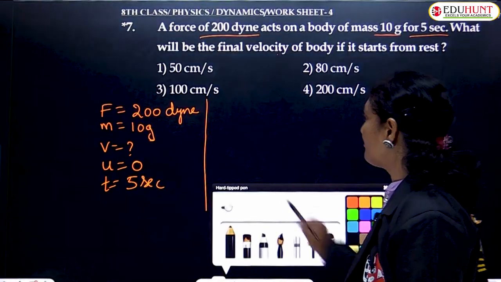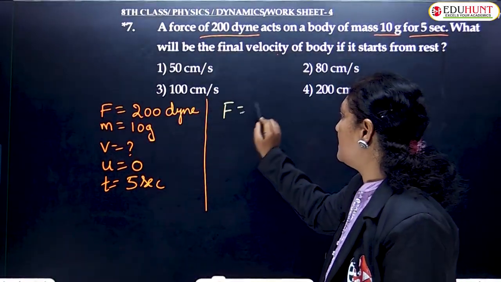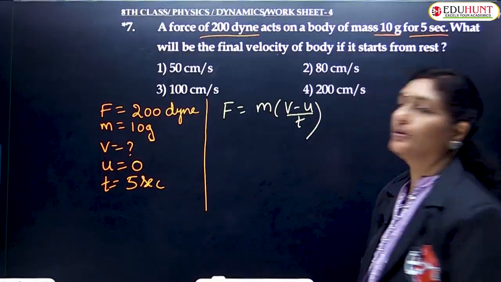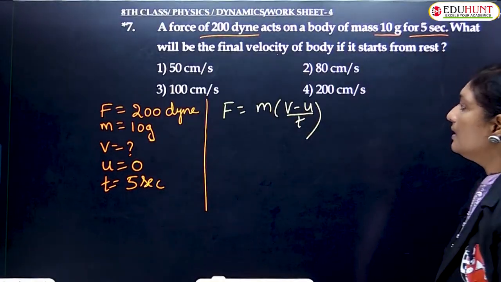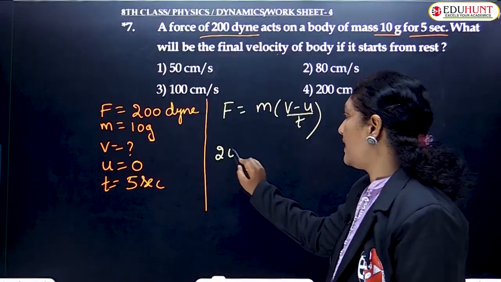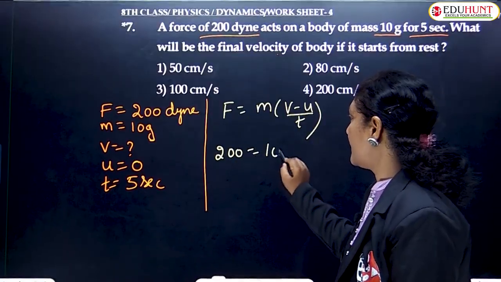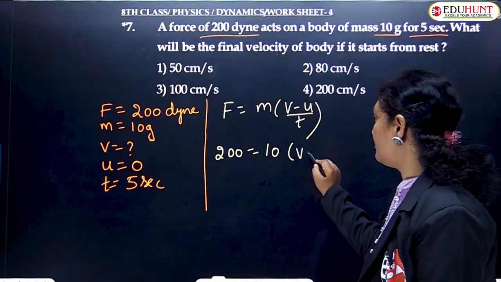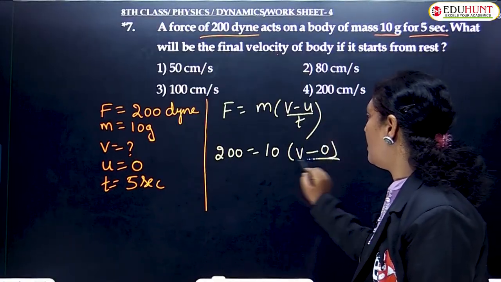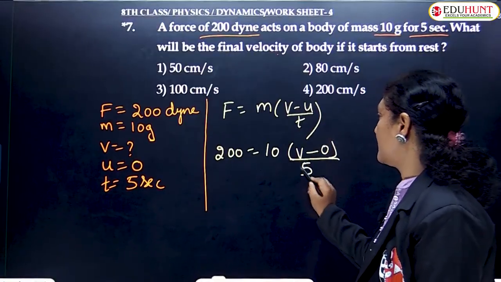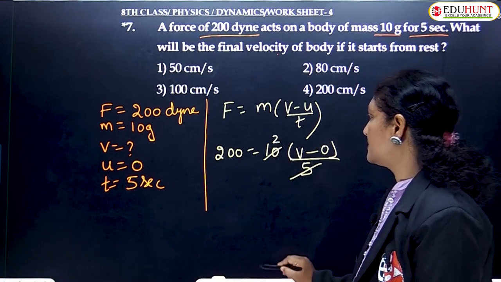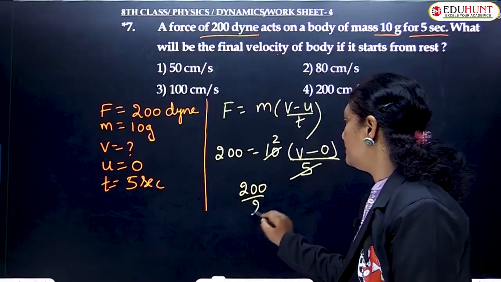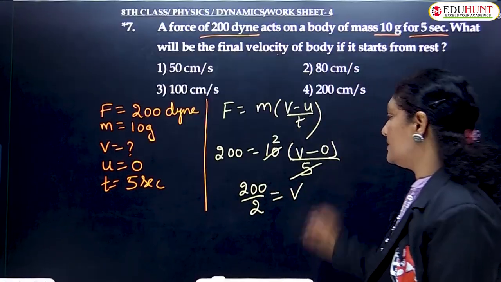So our formula F is equal to M into (V minus U) by T. Hope you remember this formula. So substituting, 200 dynes is equal to mass 10 grams into (V minus U), final velocity you need to find out, initial velocity was 0, upon time was 5 seconds. 5 goes 2 times. Okay. So bring this to the other side. 200 by 2 equals V minus 0, which is V.